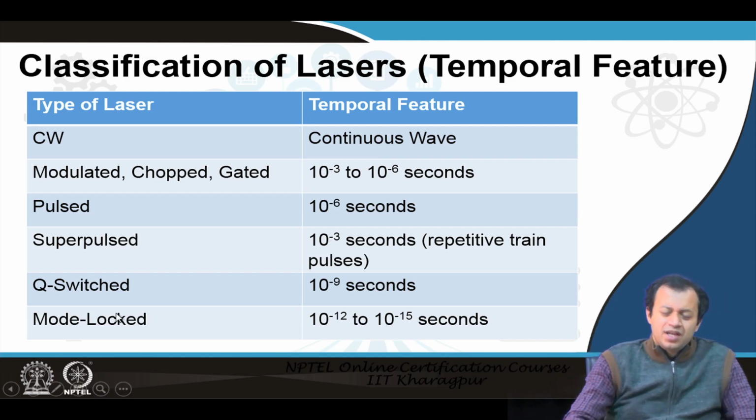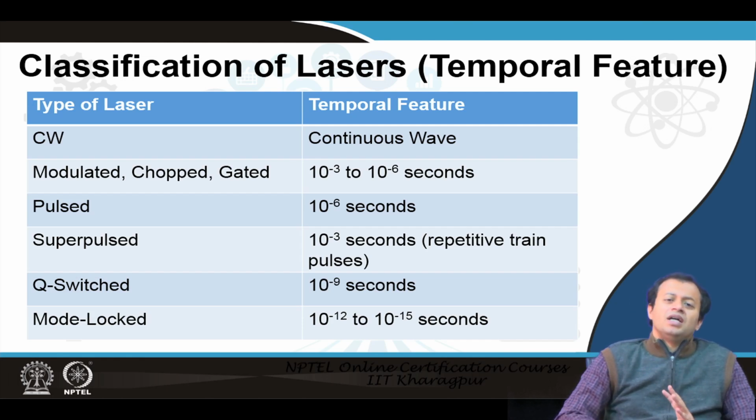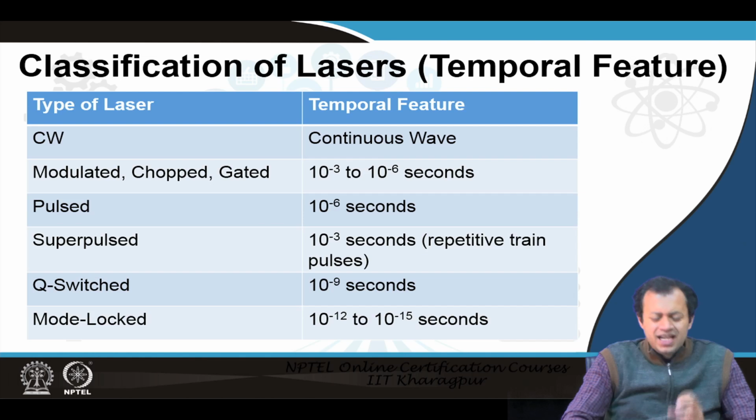Mode locked is where all the different phases of photons that are generated by spontaneous emission are locked together with a phase difference specific to one another, and utilizing that you can have very small pulses of laser existing for a very short time.